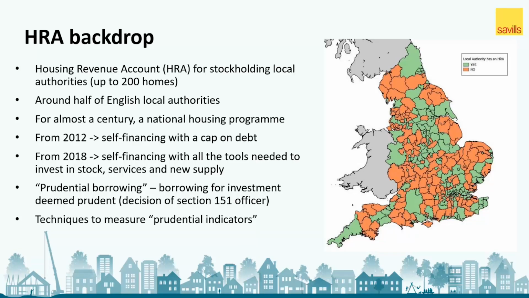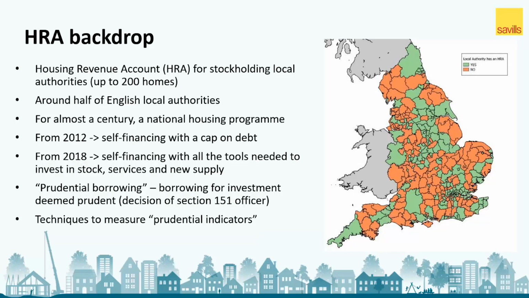Now, for almost a century, the housing revenue account was part of a national housing programme. So even though each council had an HRA, it was very much part of a national housing programme. And we had various systems of subsidy and support for borrowing and investment in order to build all of the council housing that we did between 1919 and the turn of the millennium.